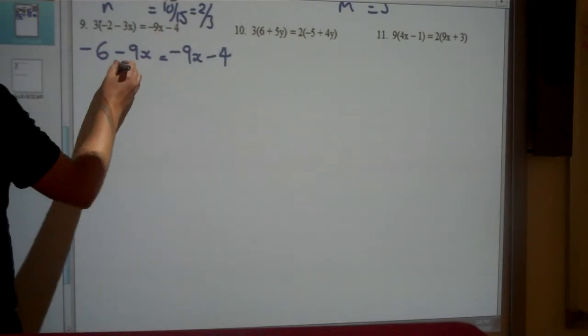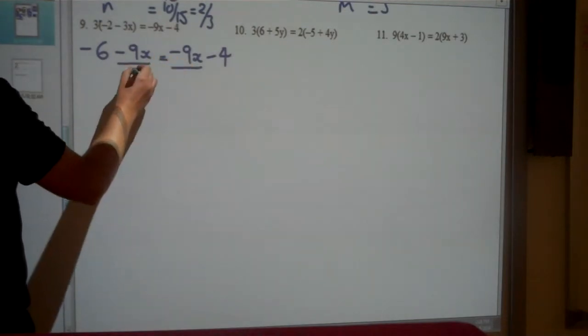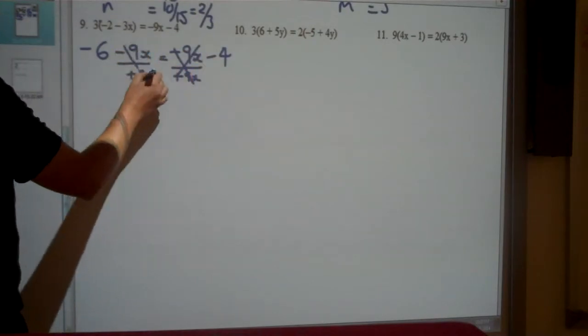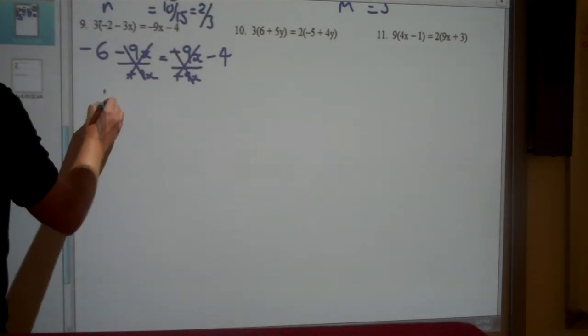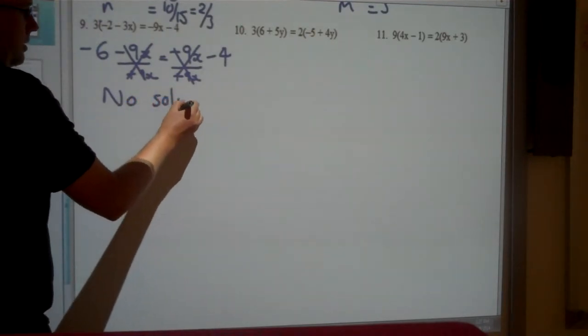Now on this question here, you can see that we have both variables exactly the same. So if I was to add 9x to both sides, this is actually going to cancel out. I'm going to get 0x on both sides. So this says negative 6 equals negative 4, which, is that true? Well, the answer to that, of course, is no, that's not true. And that gives us a clue as to what our answer is going to be. And the answer is no solution.